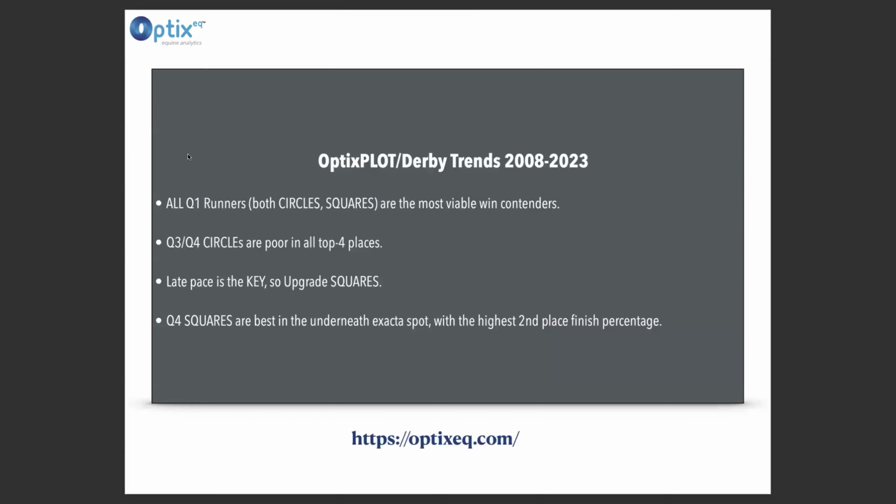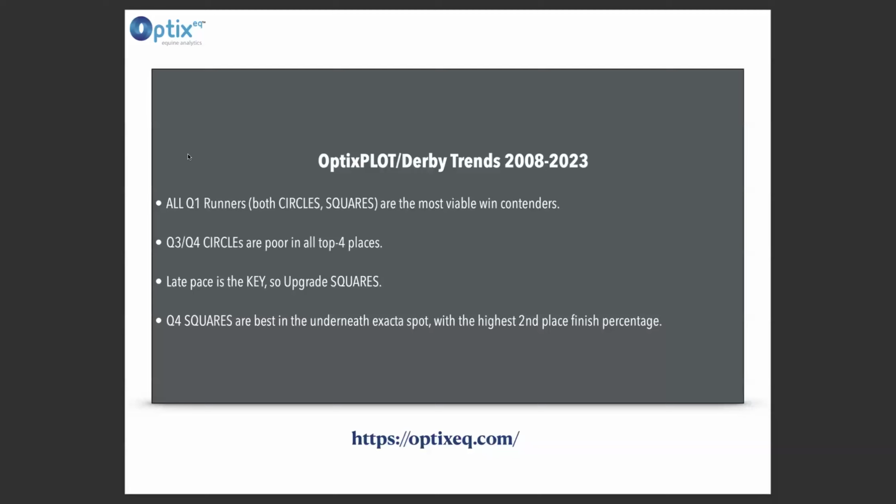In review, all Q1 runners, both circles and squares, are the most viable win contenders. And this is just based on our history. Like I said, the plot's been pretty predictive in the 16 years we've been doing it on the Kentucky Derby. And again, you're only going to see one plot because these horses have never gone the distance. Typically we have a standard and a surface distance plot, but you're only going to see one plot for the Kentucky Derby. The horses just don't have experience going a mile and a quarter yet.